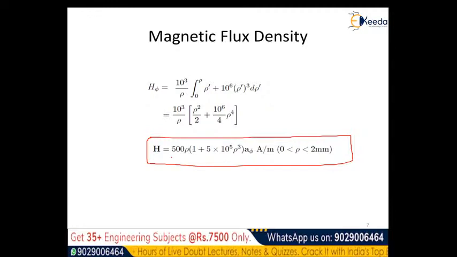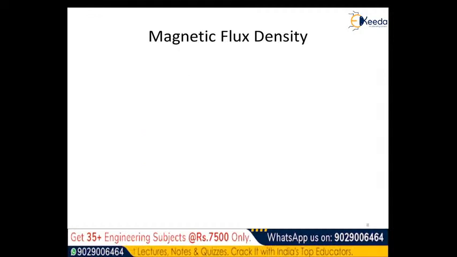Now we are going to have a solution to part B. So let me recall what the part B question was in the current problem statement. In part B, we have been asked to find the total magnetic flux inside the conductor. The magnetic field intensity we have determined in part A. Now we require the total magnetic flux inside the conductor.